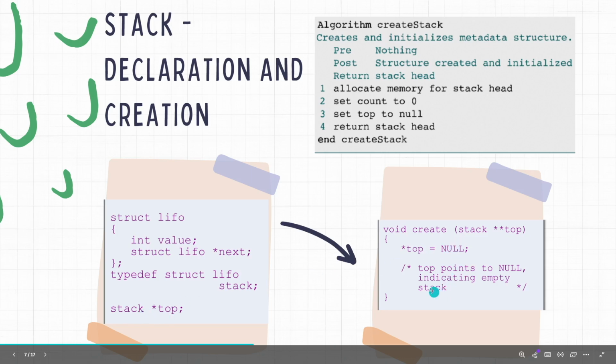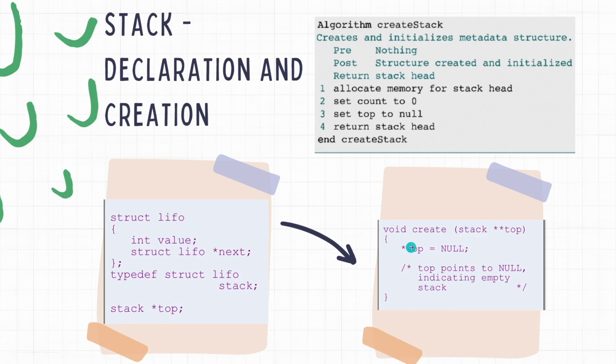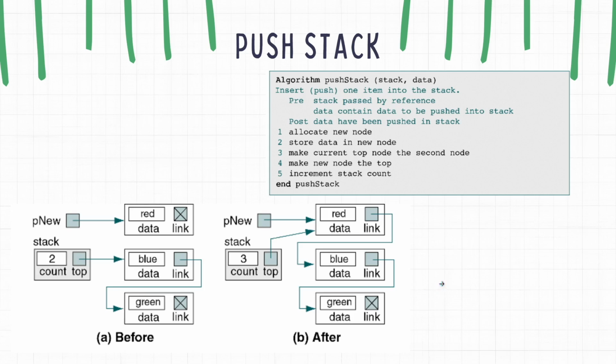Now, we see the procedure for create. Create, as you know, is where we initialize the value for top. Initially top should have a value of null, just because the stack is empty at this point of time. Now, let us see how to do a push operation on this stack.